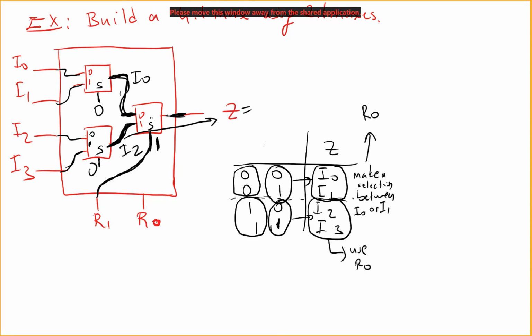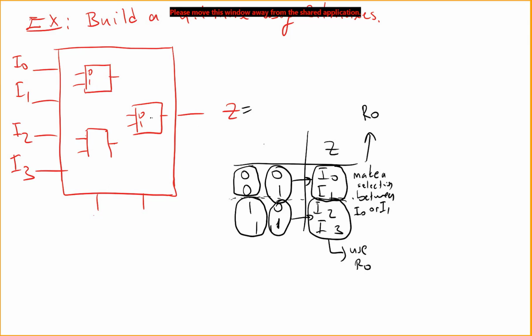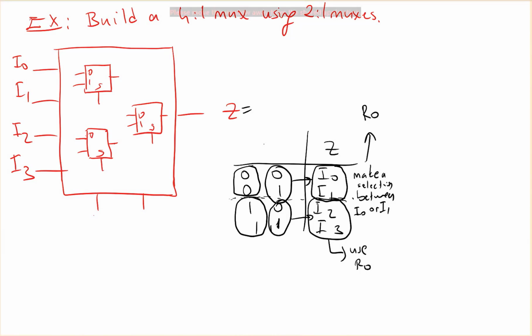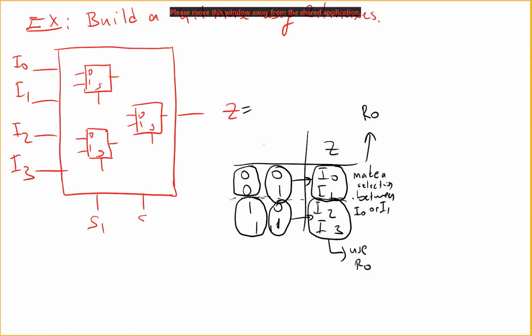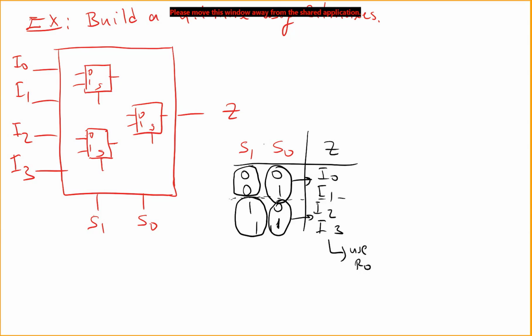So let's do this example one more time. In this example, we are given 2 to 1 multiplexers. These are my select signals and these are my 0 to 1 inputs. Let's say my select signals are S1 and S0, so I have S1 here and S0 here. We need to use this table to understand what is going on.